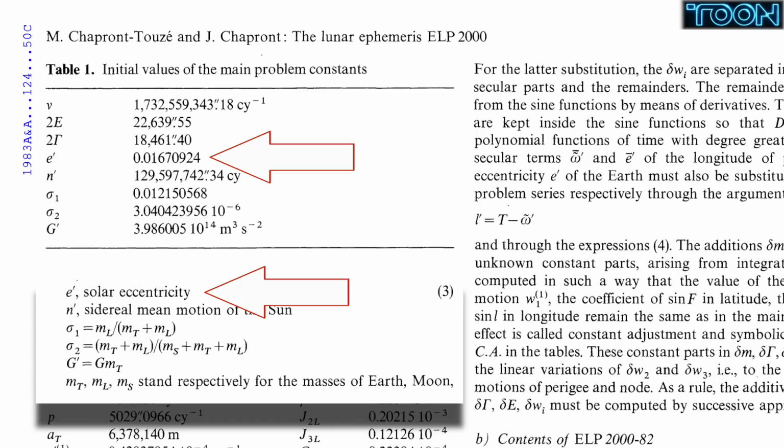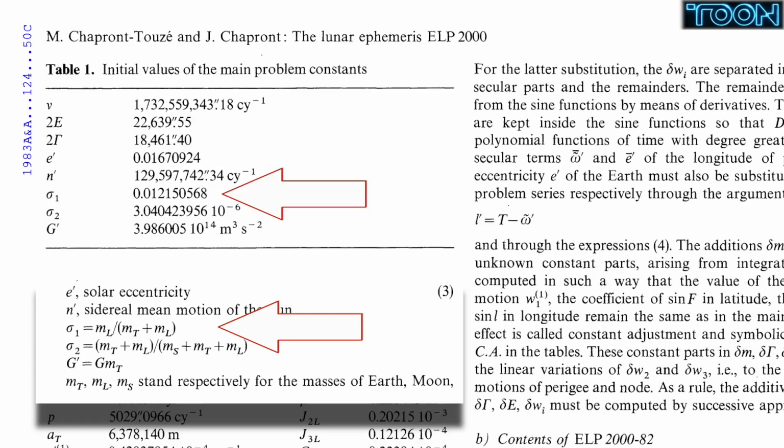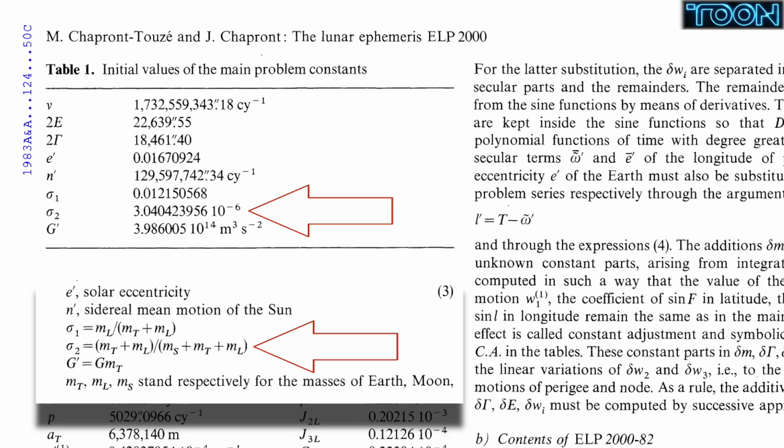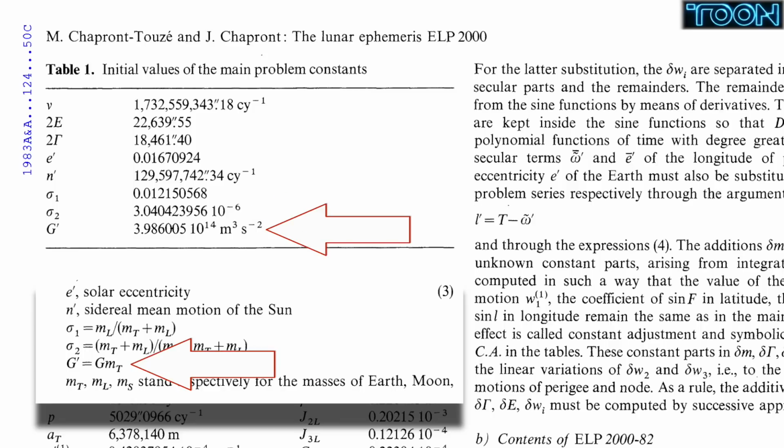The variables that are input to the prediction model include E prime, which is the solar eccentricity, that is the eccentricity of Earth's orbit around the sun. You've got sigma 1, which is a relationship between the mass of the moon and the mass of Earth. And sigma 2, which is the relationship between the mass of the Earth, the mass of the moon, and the mass of the sun. And finally, you've got G prime there. Well, G prime is the gravitational constant times the mass of the Earth, which is certainly not from the flat Earth model.